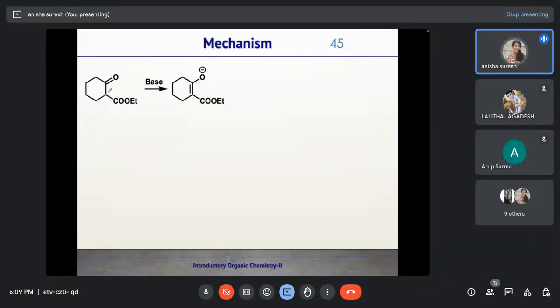The base will be abstracting this proton, giving rise to this enolate. Now what will happen? This will be falling back. This will undergo 1,4 addition. It will give rise to this enolate, as we can see here. Now once it will fold back, this will go and attack on this carbonyl carbon.